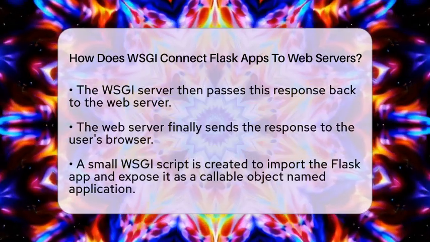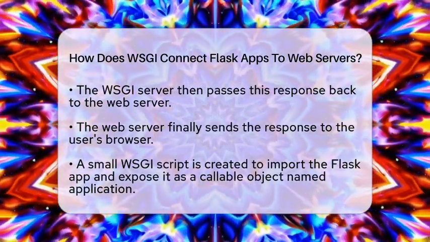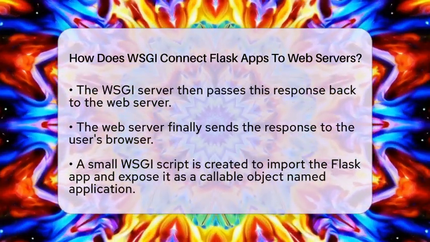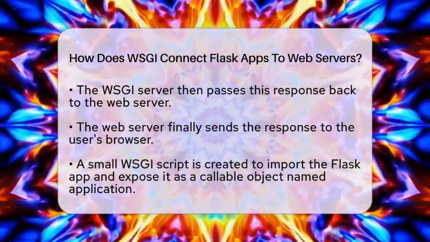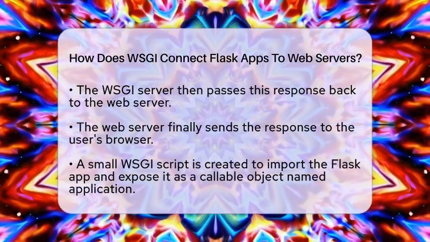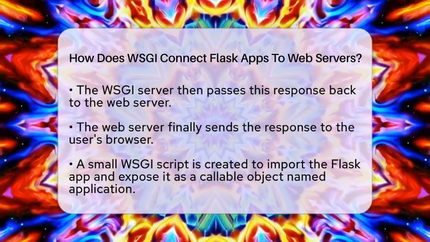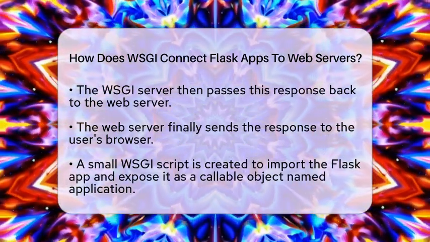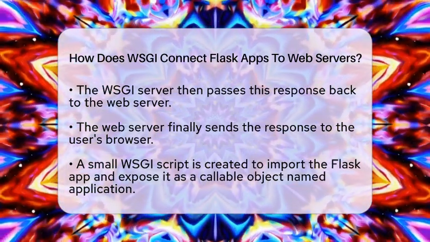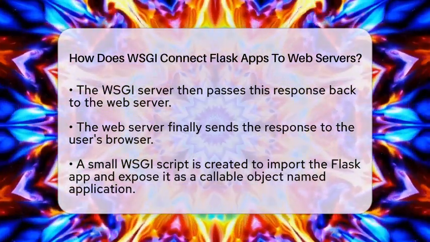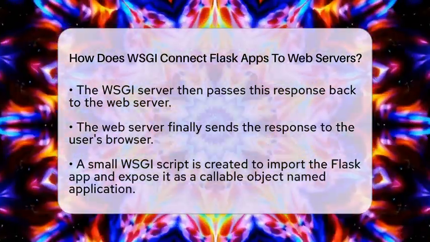user's browser. To make this work, you usually create a small WSGI script. This script imports your Flask app and exposes it as a callable object named application. The web server's configuration points to this script. For example, if you're using Apache with mod_wsgi, you write a WSGI file that imports your Flask app and tells Apache to use it. When a request comes in, Apache forwards it to the WSGI script, which then calls your Flask app. This setup is efficient and flexible.